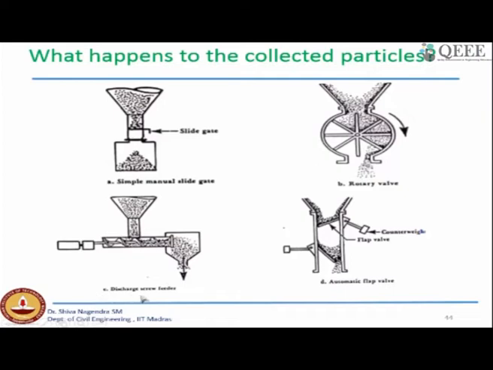Or you can also use a discharge screw feeder, where again you make sure that re-entry is not going to happen. Or you can also use an automatic flip valve, just like the tip of a rain gauge. Once the particles get loaded, it will just open and the particles will get collected in the hopper.